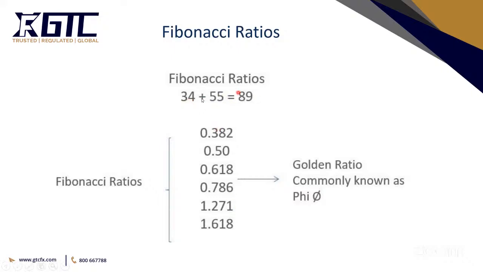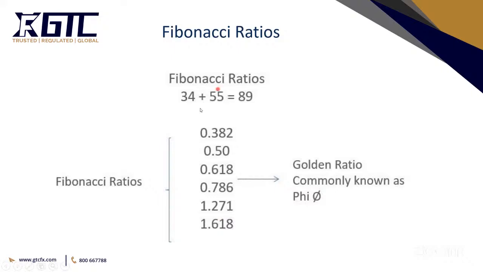Let's say we take a pair 34 plus 55 equal to 89. And we do some mathematics on this. 34 divided by 89, we get 0.382. 89 divided by 34, we get 2.618. 55 divided by 89, 89 divided by 55. And then we take square roots of a couple of them, that is 0.618 and 1.27. And that's how we get all these 1, 2, 3, 4, 5, 6 ratios.